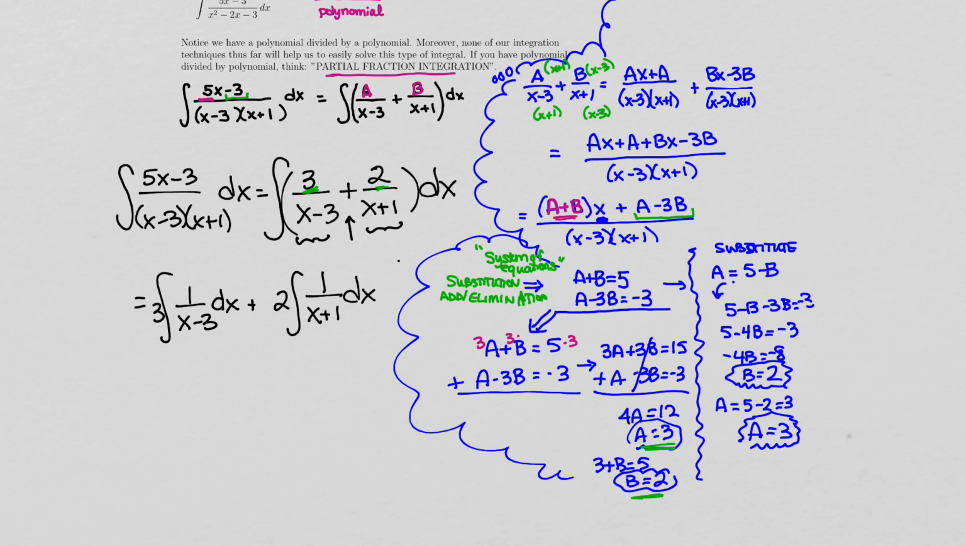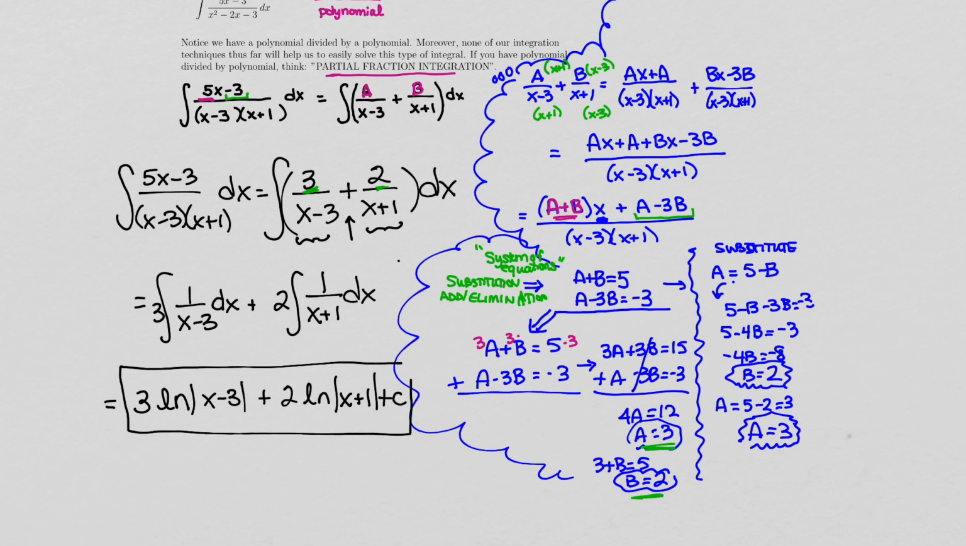What's the antiderivative of 1 over x minus 3? What is that? It's the natural log. So this is just the natural log of x minus 3. And what's the antiderivative of 1 over x plus 1? That's just the natural log of x plus 1. Beautiful. But do you see how simple that is when you get down here?